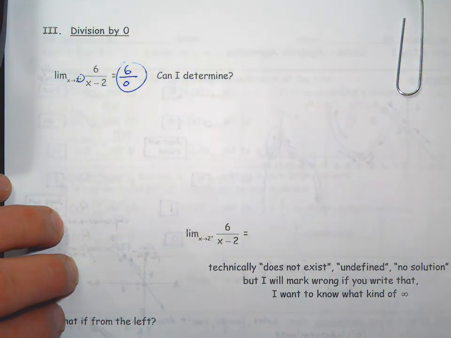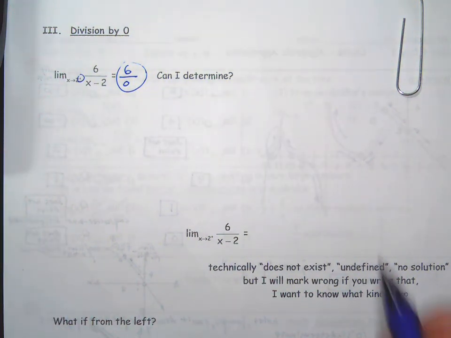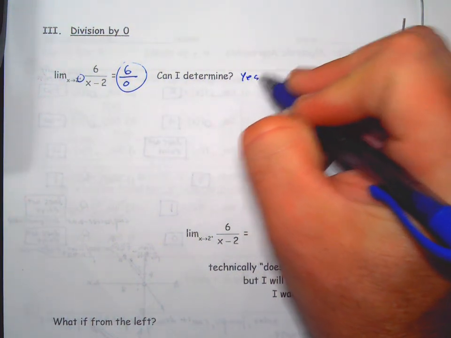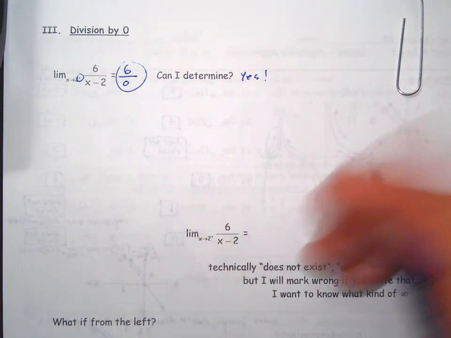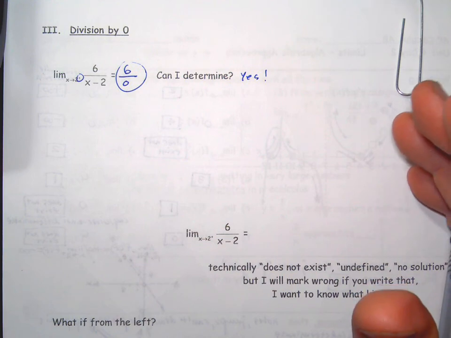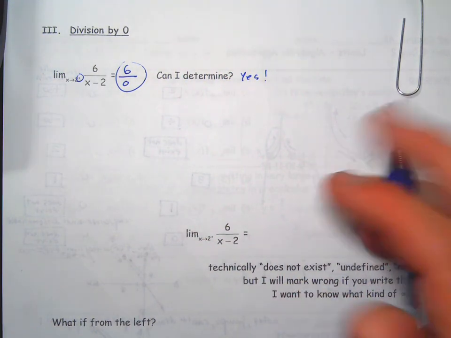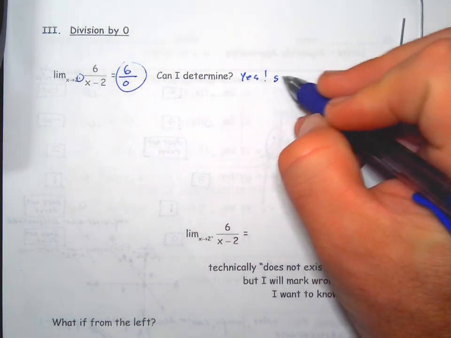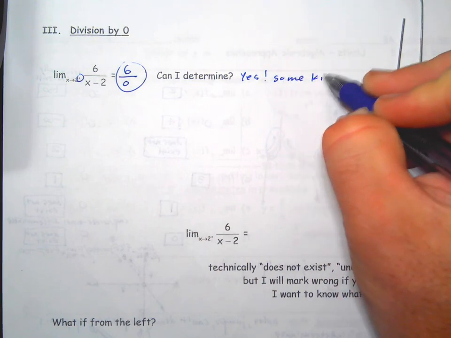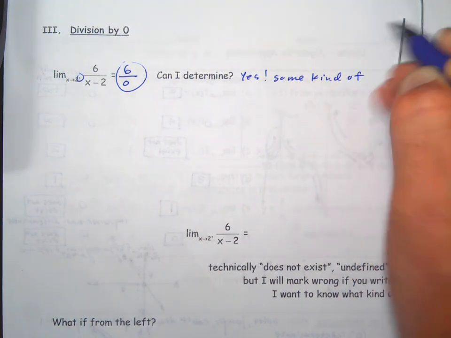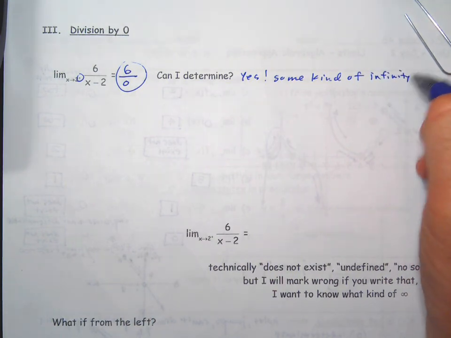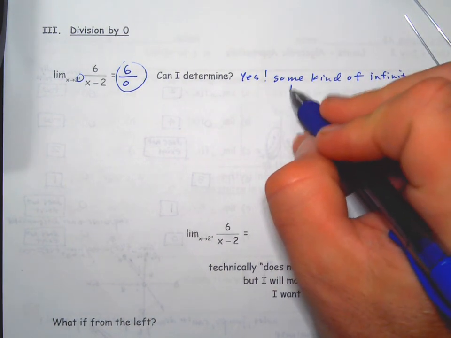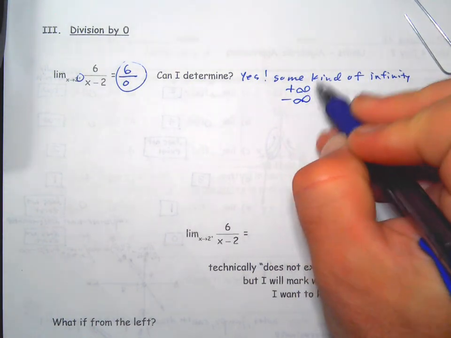Can we determine this answer? What do you think? The answer is yes. Okay. So, I mean, if you divide by 0, it's undefined, but it's blowing up to some kind of infinity, right? And you might be like, well, are there different kinds? Yeah, I mean, it could be positive infinity, it could be negative infinity.